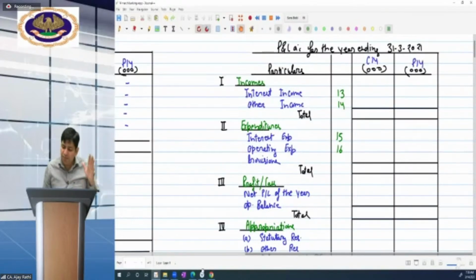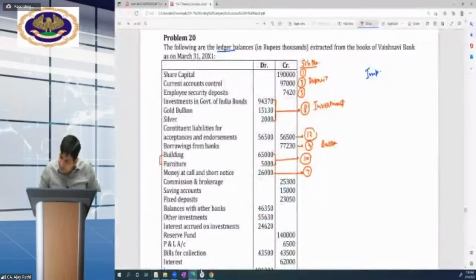Sir, commission brokerage is not interest income. Yes. Hence, it has to be put in schedule number 14. Very, very good. Schedule number 14, other income. Next one.